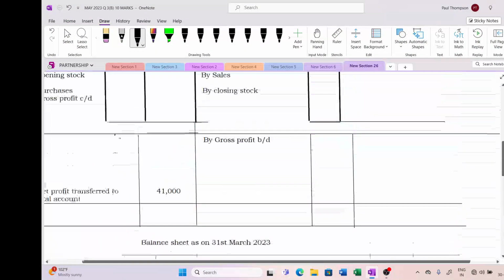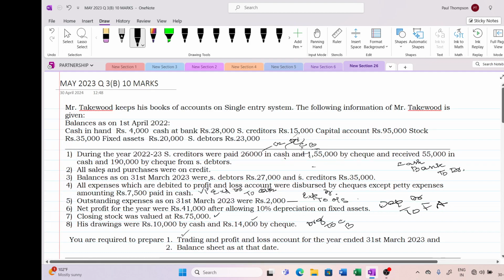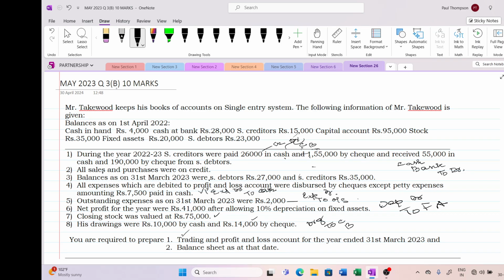Today we are going to see yet another past year question on incomplete records. Question number 3B, carrying 10 marks of May 2023.